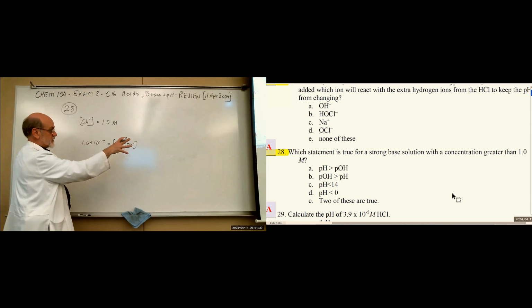So A is true. And of course, B can't be true. How about the pH is less than 14? No, it's greater than 14. pH less than 0? No. Okay, so the only one that fits the bill and doesn't allow us to say 2 of them are true is A. pH is greater than pOH.